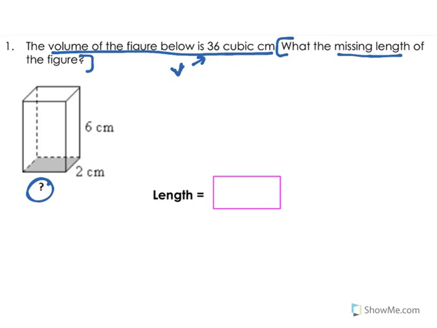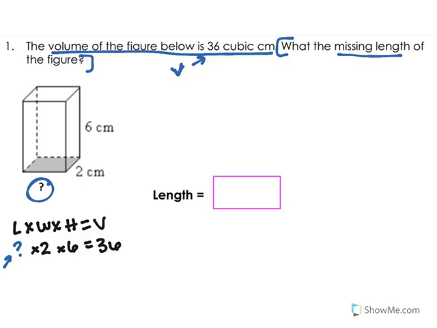Okay, so we already know that length times width times height gives us a volume. But what we already know is that the volume is 36 cubic centimeters. We can see we also know the height is 6 and the width is 2. But what we don't know is the height, or the length, excuse me. The length is what we're solving for.